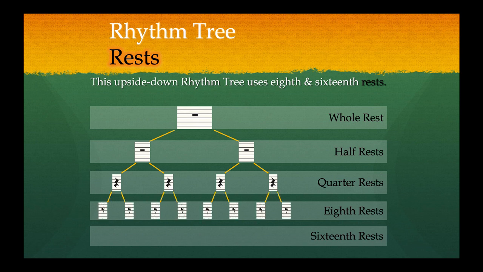Each quarter rest subdivides into 2 eighth rests. So it takes 2 eighth rests to equal 1 quarter rest, 2 quarter rests to equal a half rest, and 2 half rests to equal the whole rest. The whole rest can be subdivided into 8 eighth rests. The last step is that each eighth rest subdivides into 2 16th rests. So it takes 2 16th rests to equal 1 eighth rest, 2 eighth rests to equal 1 quarter rest, 2 quarter rests to equal a half rest, and 2 half rests to equal a whole.